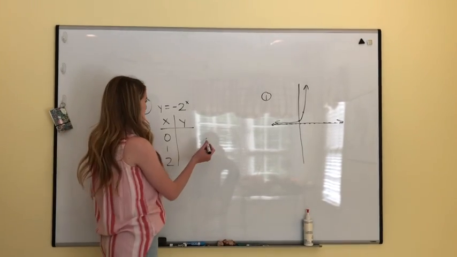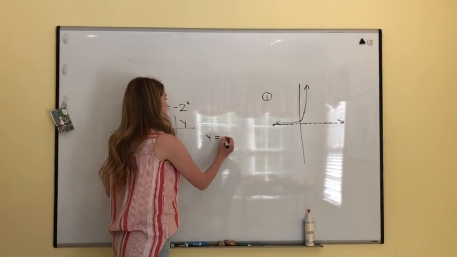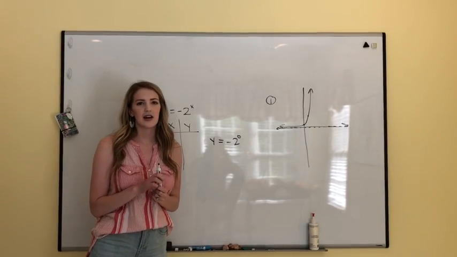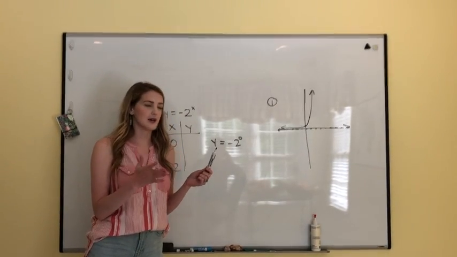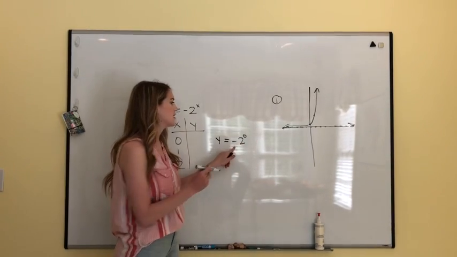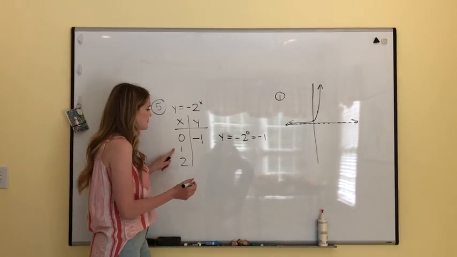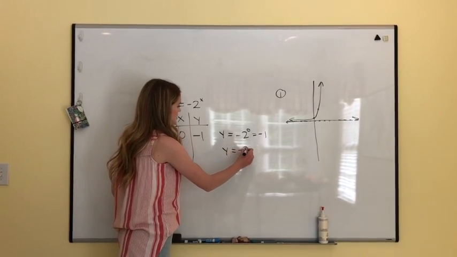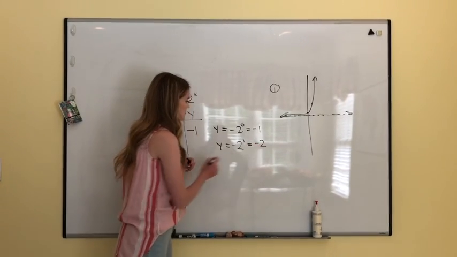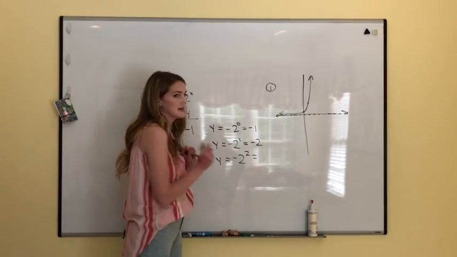Whenever you plug in 0 for x, you have -2 to the power of 0. I remember telling you guys that anything to the 0 power is 1, so 2 to the 0 power is 1, and then this negative sign out front makes it a -1. For 1, -2 to the first power is -2, and -2 to the second power is not 4.